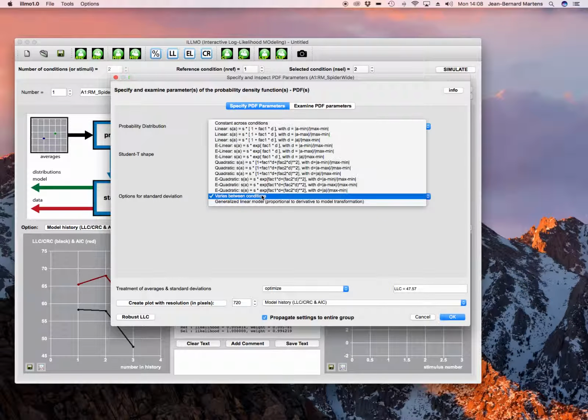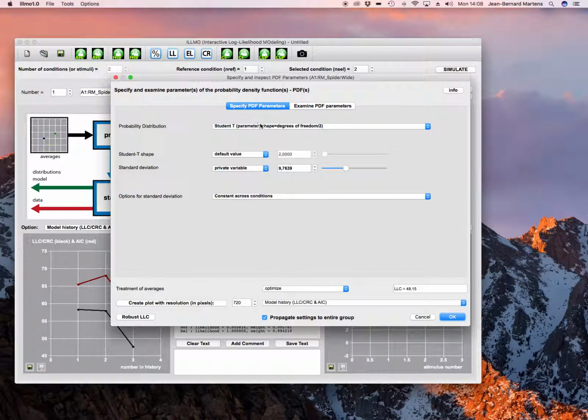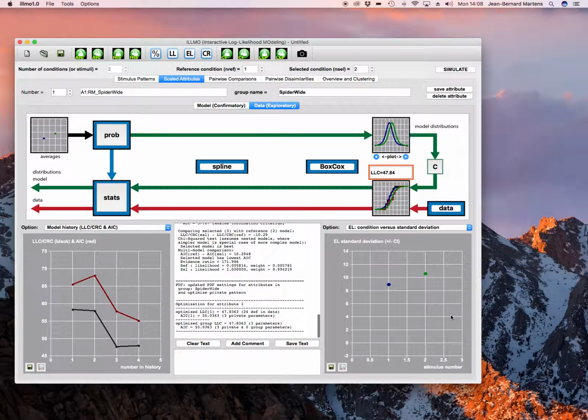Now we could expect that if we also try a fourth model with constant standard deviation, that might be even better than the one that we have, which is indeed the case. Again, by reducing the number of parameters, the LLC goes up slightly, but that is more than compensated by the fact that it has fewer parameters. So we see that this fourth model is actually the best.